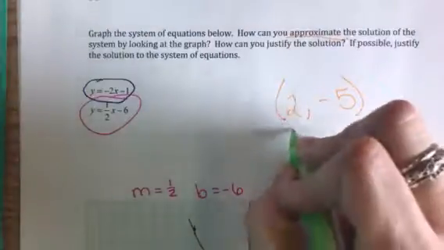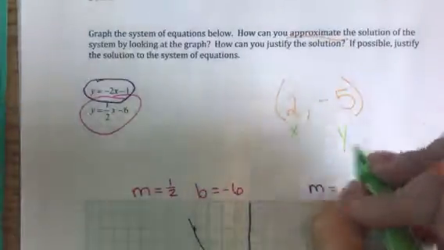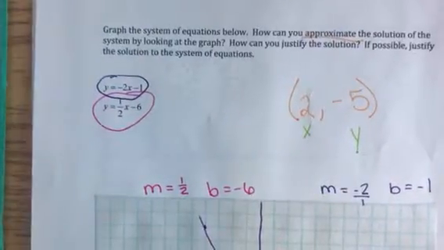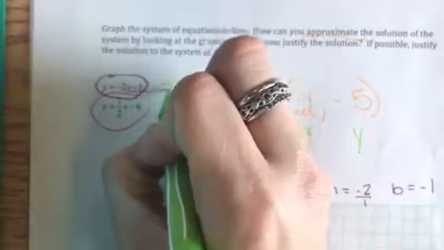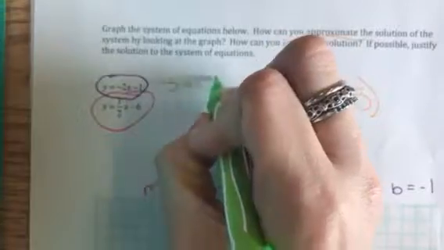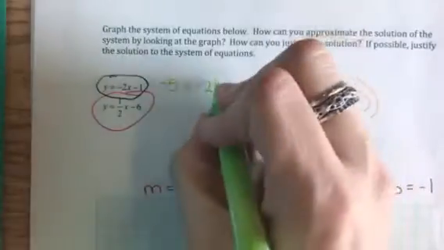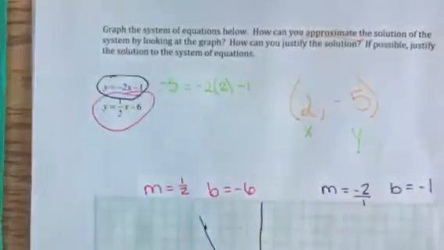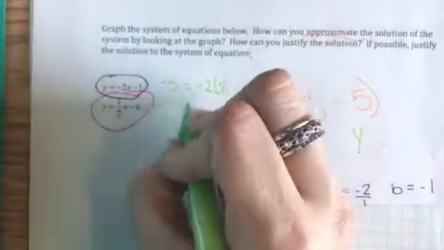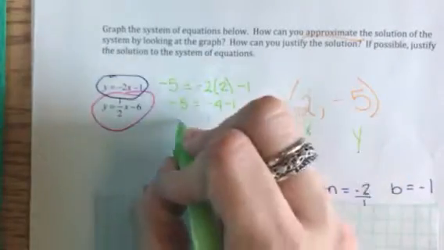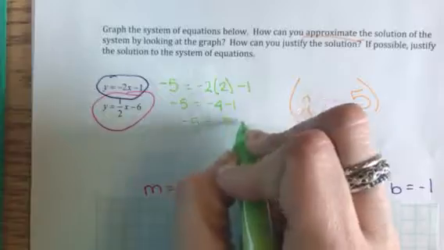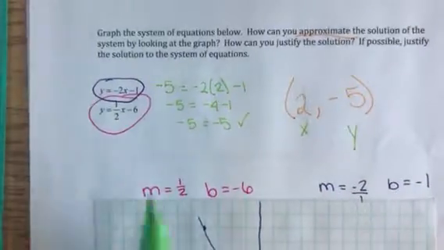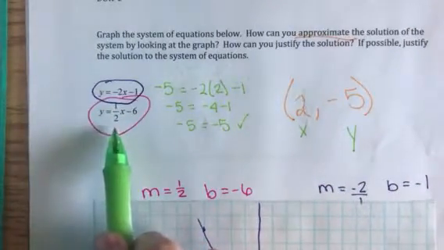Okay, so this says that our x value is 2, our y value is negative 5. So we'll say negative 5 equals negative 2, our x value is 2, so times 2 minus 1. So negative 5 equals negative 4 minus 1. So there's our first one being true.